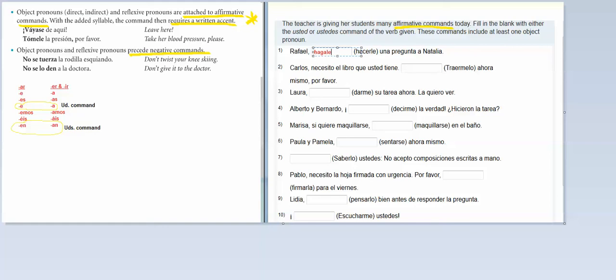Now, because of that, when I didn't have my pronoun there, my verb ended in an A. It ended in a vowel, which meant that, because if a word ends in an N, S, or a vowel, the word naturally gets accented on the second to last syllable. So in my original word, it was the A. Here, I'll show you. Let me write it in and then I'll show you.